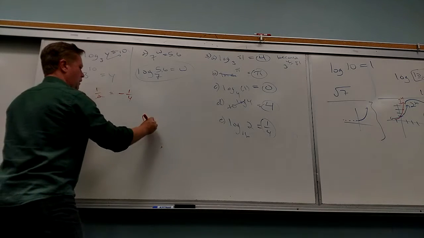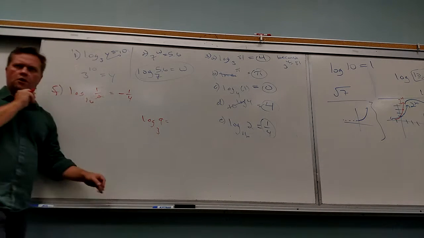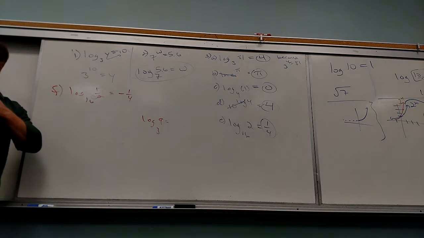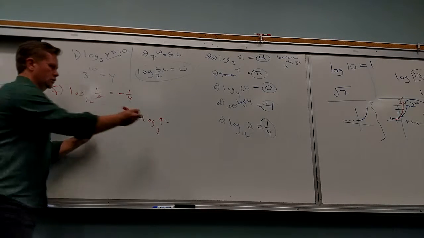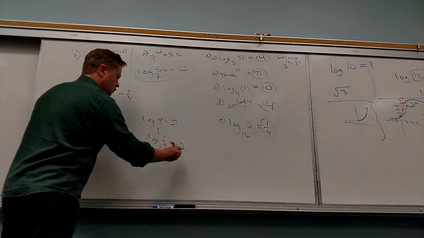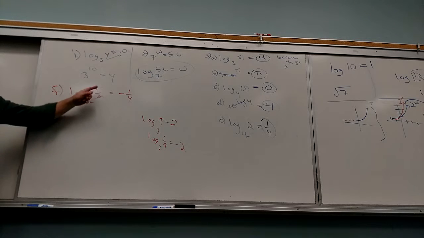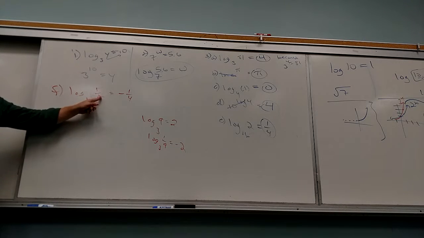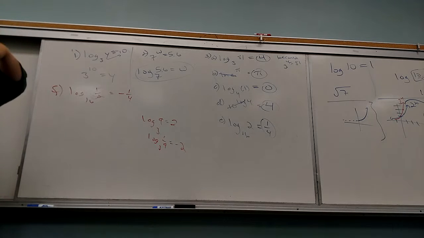What's log base 3 of 9? 2. Because that's the power 3 needs to become 9, right? So what's log base 3 of 1/9? -2, because I just take the answer and flip it. So if you ever see a 1 over something in your problem, just figure out that, and then make it negative that. That's what would make it flip.